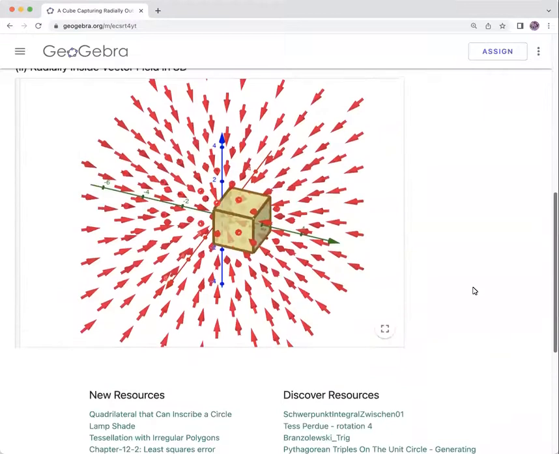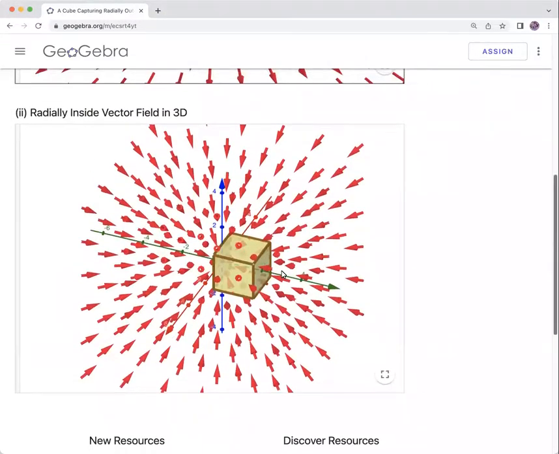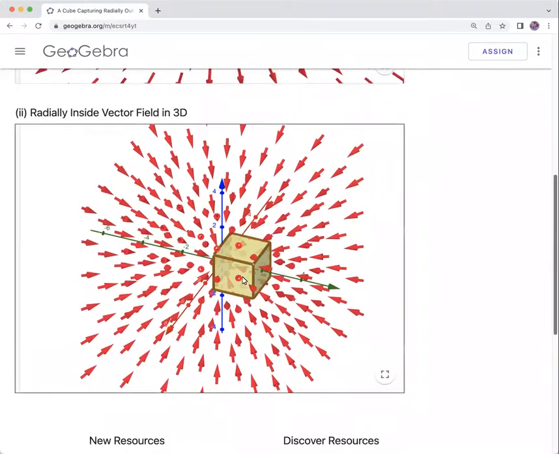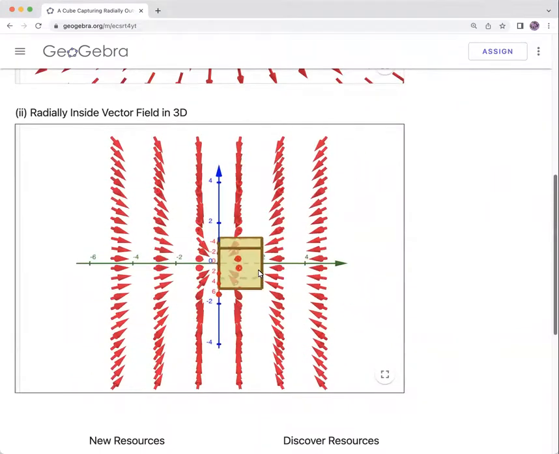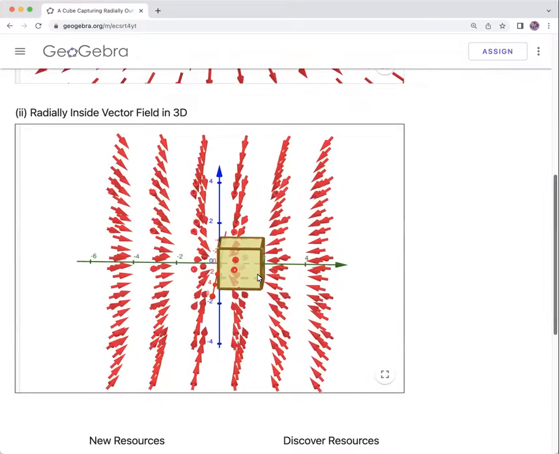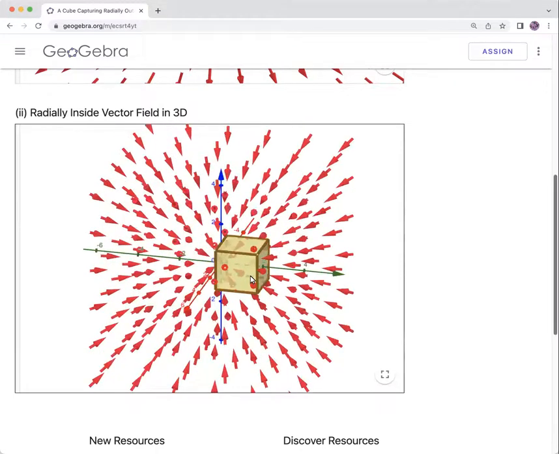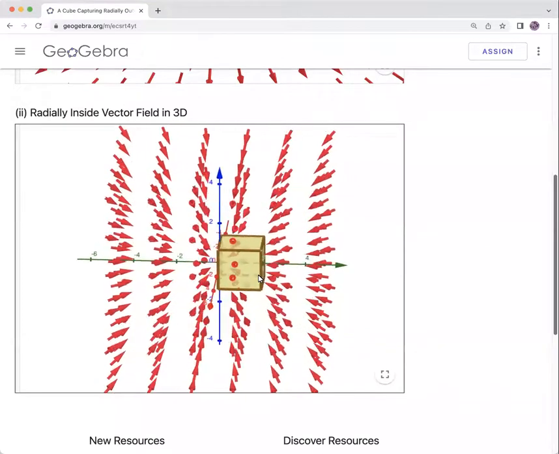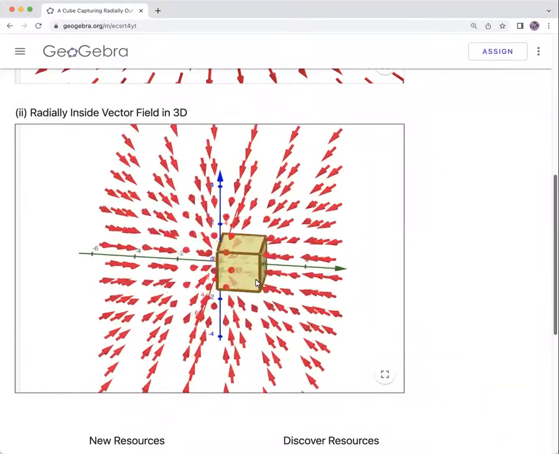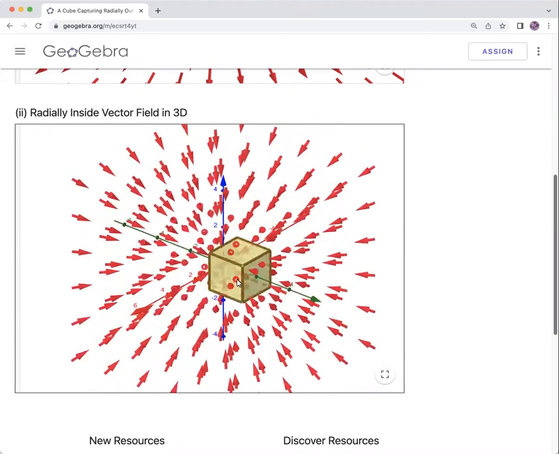And then here is the field radially going inward. And so you can see that basically things that are coming in are more than things that are getting out at a different point. And therefore, you have a divergence that is negative everywhere for this specific vector field.